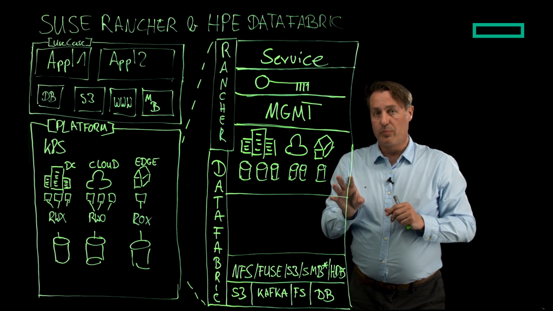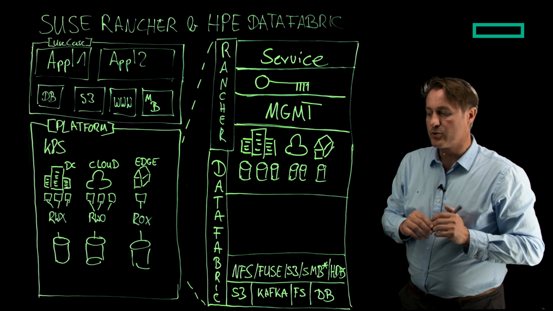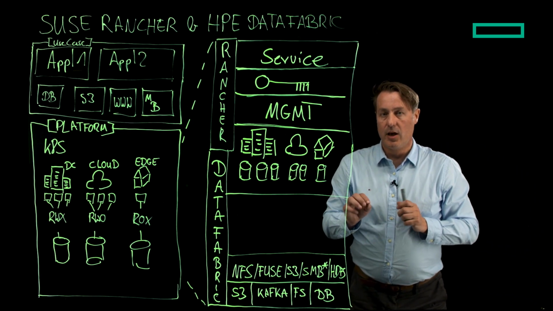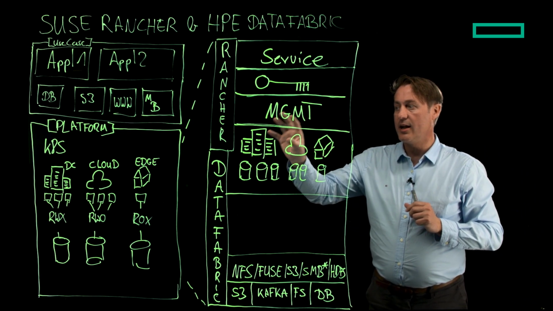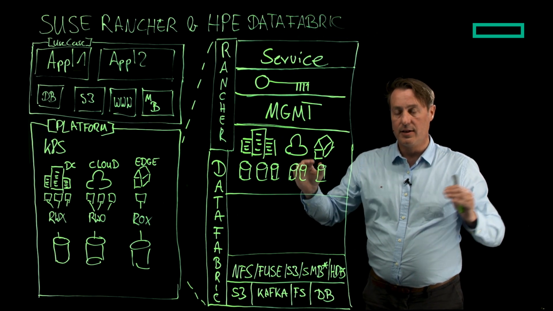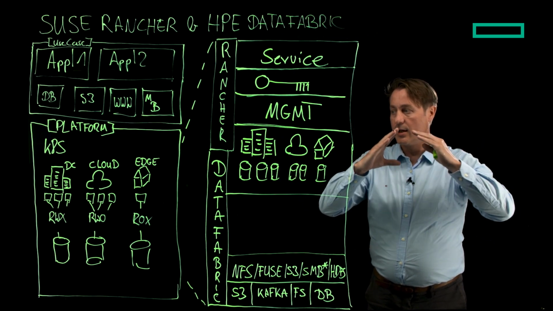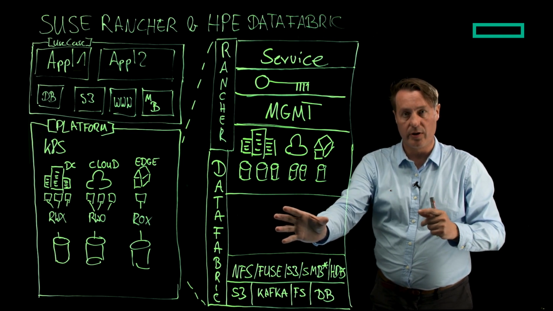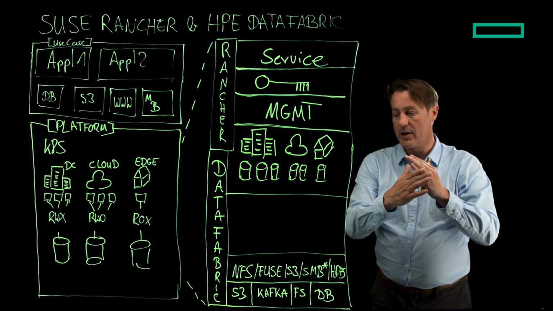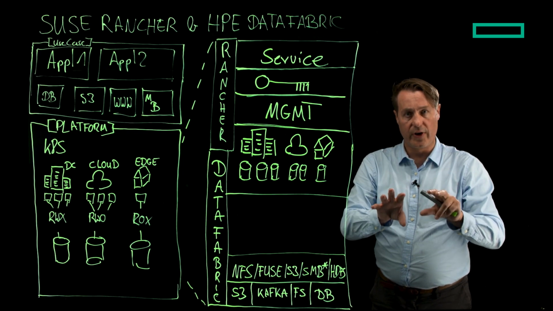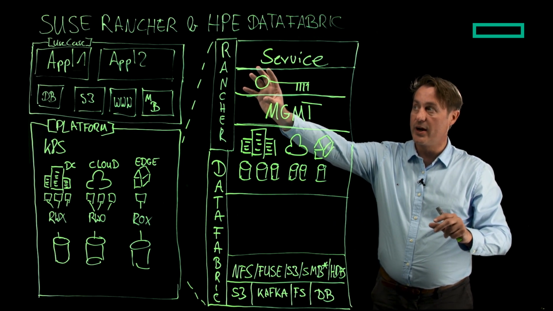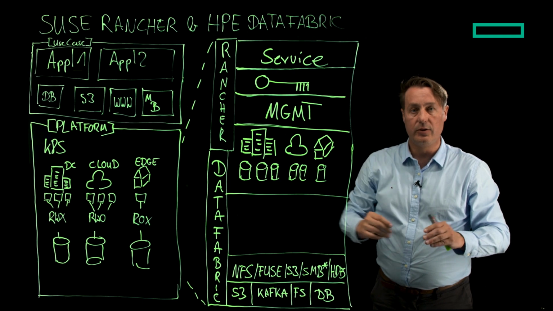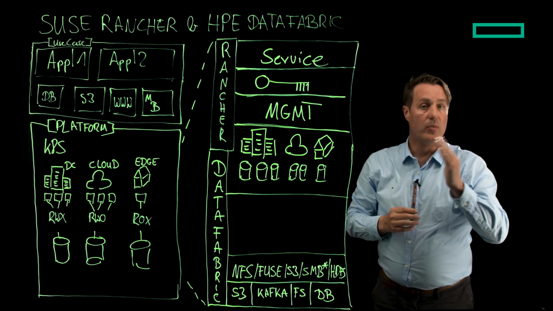The data fabric has a pretty good feature for that, which is called the global namespace, which puts all the data fabric installations into one single point where you can manage it. So from a management point of view, you have one single pane of glass to configure it. And from a user perspective, you have the capability to access it with one mount point.